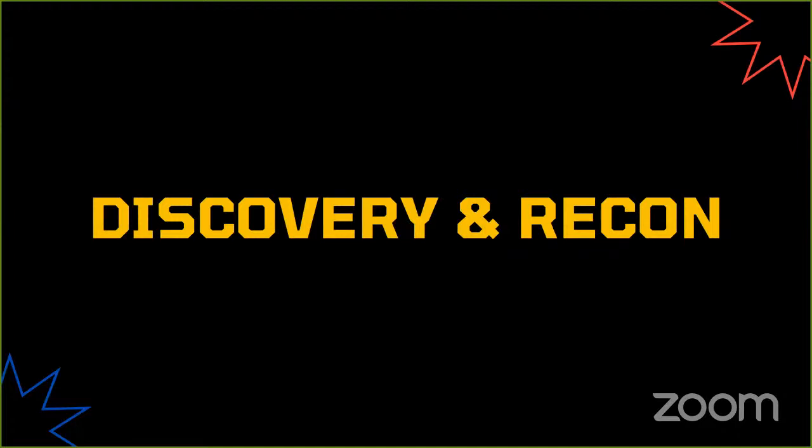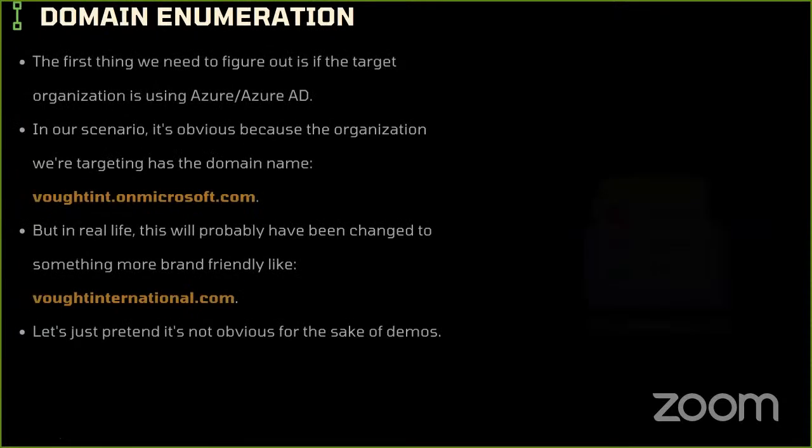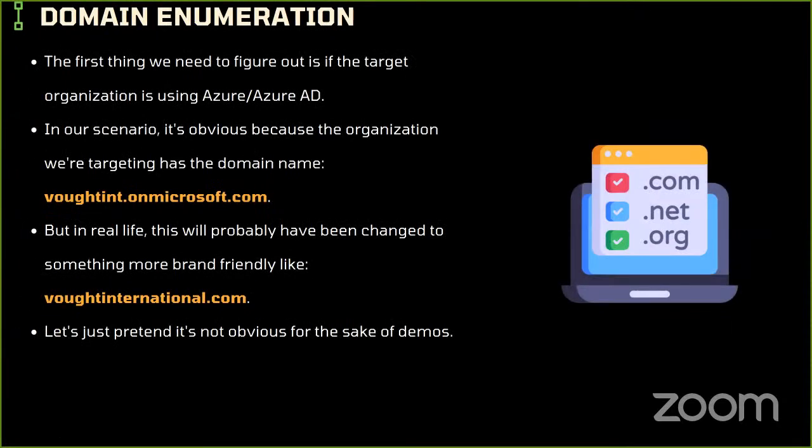We can't attack what we can't see, so every attack always begins with discovery and recon. So, domain enumeration. Remember what I said, in the real world, most organizations won't be sticking with this default domain. They'll have switched to something more user-friendly, like voteinternational.com. But since this is a demo, I just left it as default. In the real world, you're probably going to be attacking a domain like this, and with this, you can't know if it's using Office 365, or if it's using Azure or Azure AD for anything. So the first thing we need to do is figure out if it is. For the sake of the demos, let's pretend that we don't know that this on Microsoft.com means it's already on Azure.